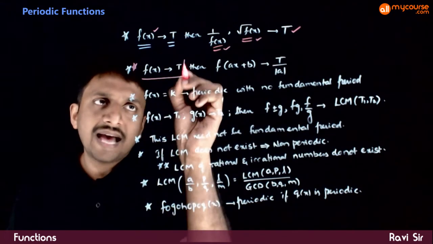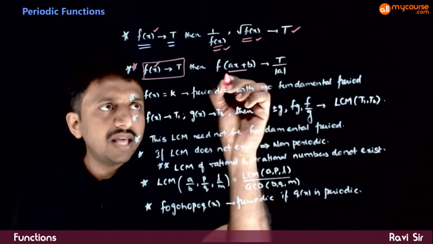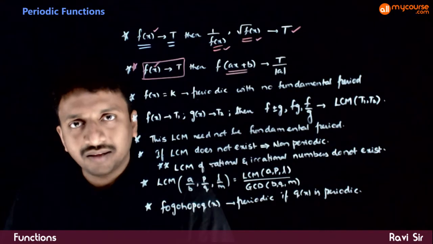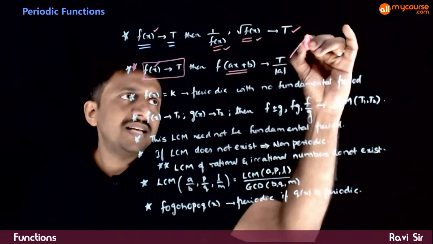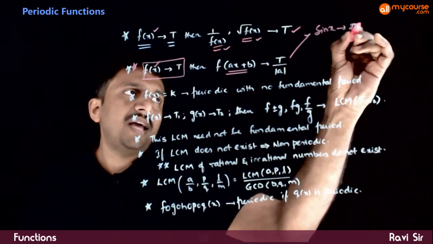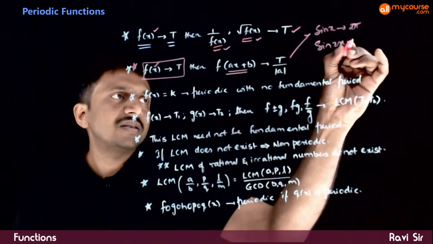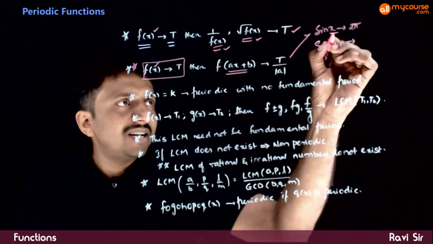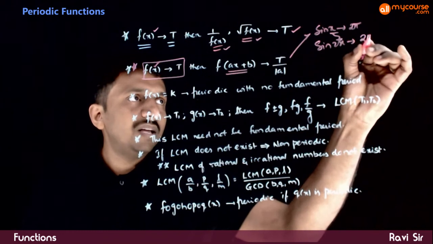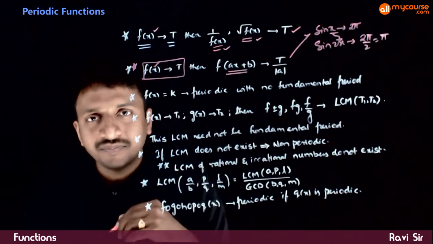The second point, this is the most important point. If f of x has a period of t, and you replace x with ax plus b, the period becomes t by mod a. For example, sin x has a period of 2 pi, as we know. So what is the period of sin 2x? X is replaced by 2x. So the period of sin 2x will be the period of sin x divided by 2, that is equal to pi.